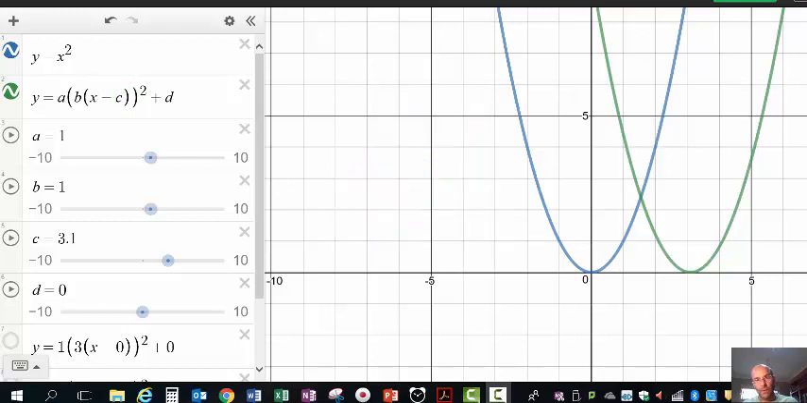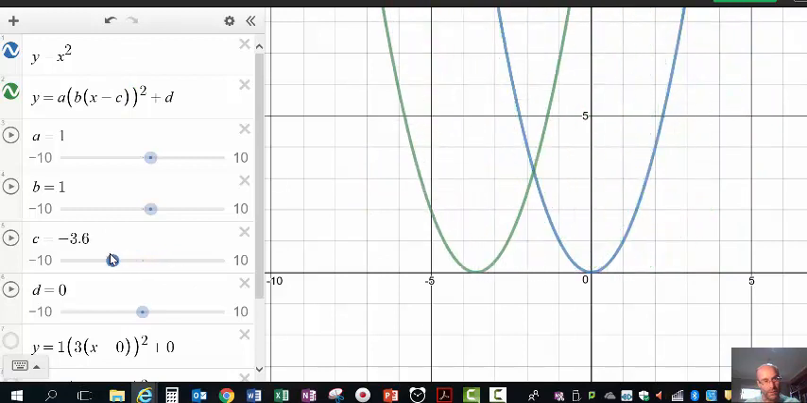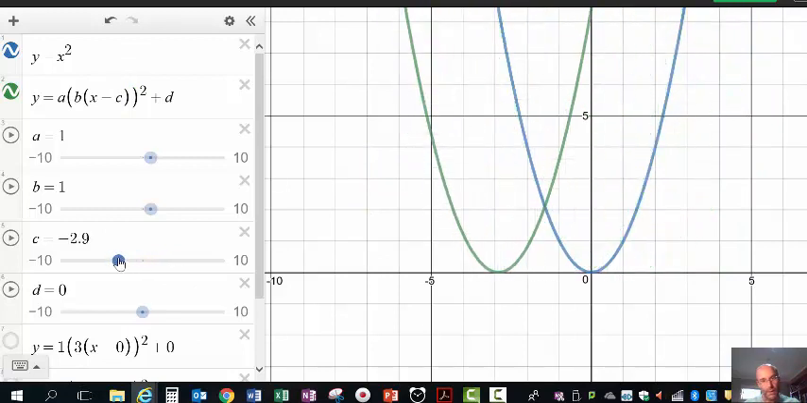Alright, well, let's have a look at that. Turn the pen off and let's look at that. There we go. So it's negative 3 now, and you can see what's happened. It's moved to the left.